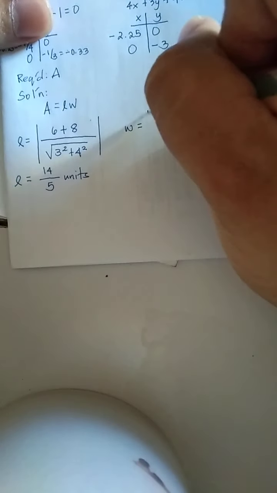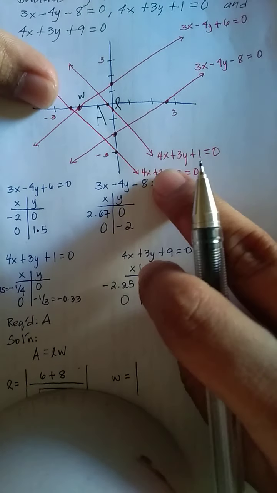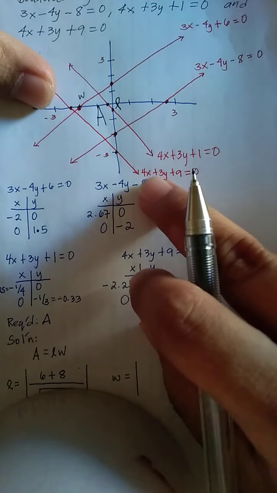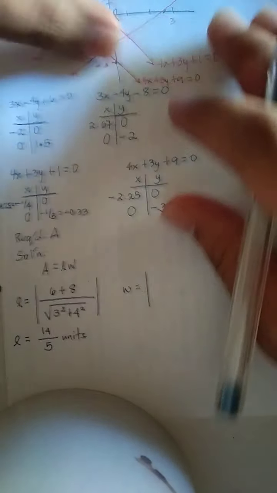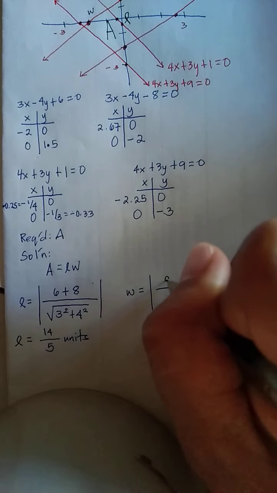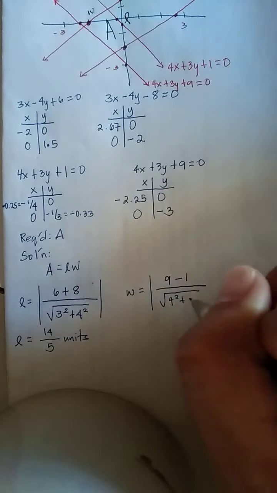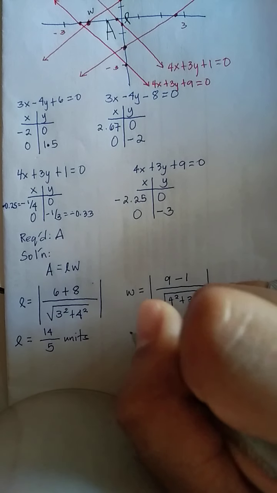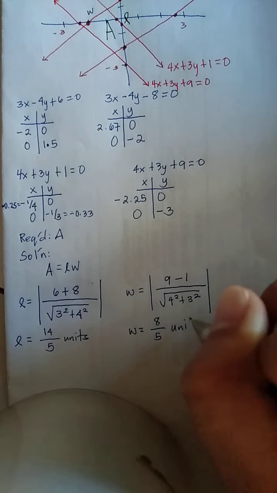Next is the width. For the width, it's again the distance, this time between the lines 4x plus 3y plus 1 equals 0 and 4x plus 3y plus 9 equals 0. We use again the distance formula: 9 minus 1 over the square root of 4 squared plus 3 squared. So W is 8 over 5 units.